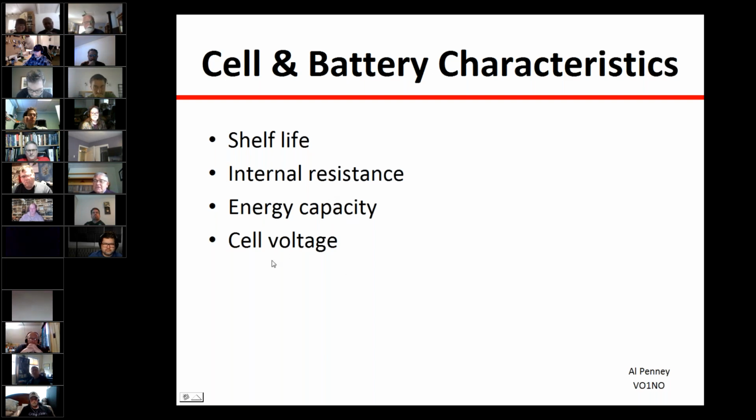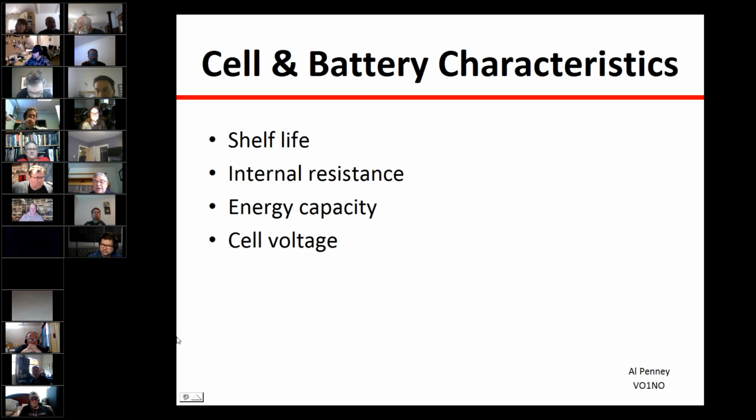And of course, there's the cell voltage. Different types of batteries, different types of cells, have different voltages, and that depends on what they're made of, the chemistry that causes the chemical reaction that creates the electricity. And we'll take a look at a few different cell voltages here in just a moment.